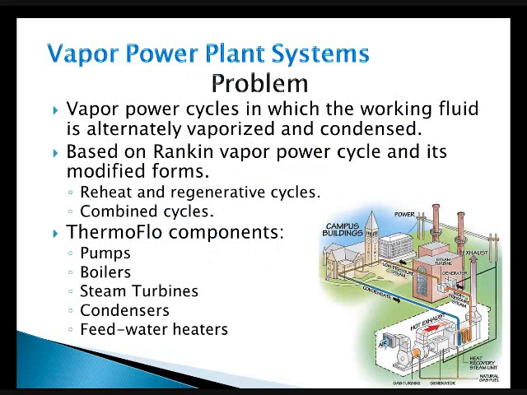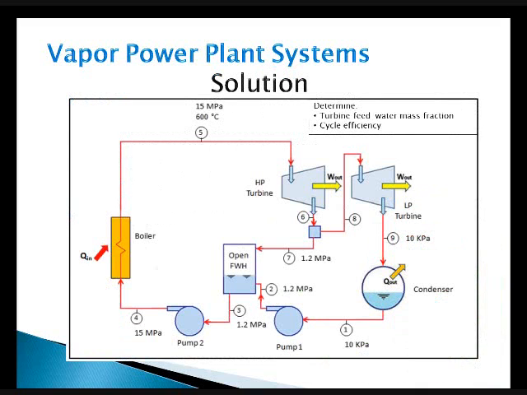Another one is steam power plants. You can use a thermodynamic type of approach to look at the steam power plant. Here you have vapor power cycles, where you have alternatively vaporizing and condensing the steam. It's based on the Rankine cycle and its modified forms. And here you have components such as pumps, boilers, steam turbines, condensers and feed water heaters. And of course, the components are huge, but thermodynamically they can be modeled, as we've all seen. Here's a sample problem with a regenerator using an open feed water heater.